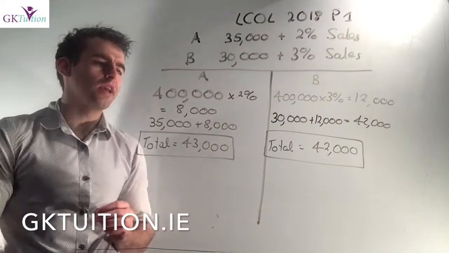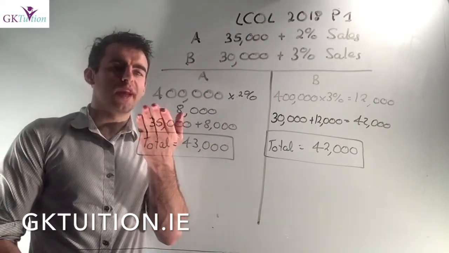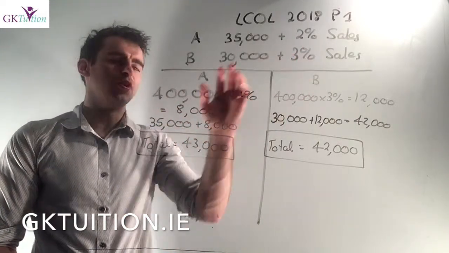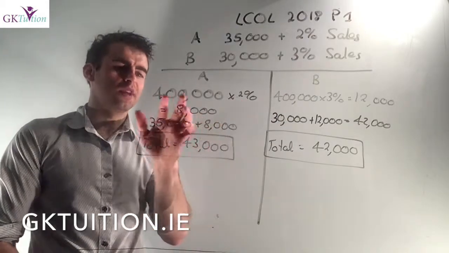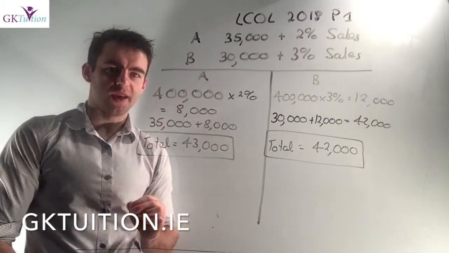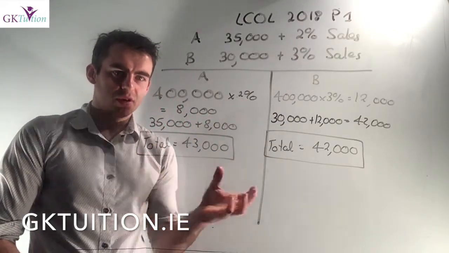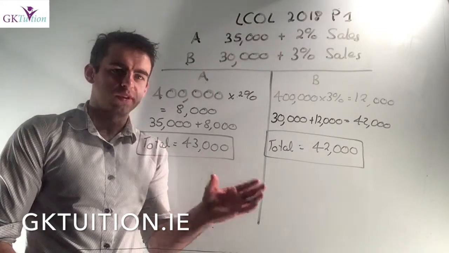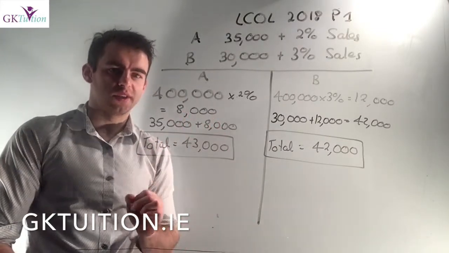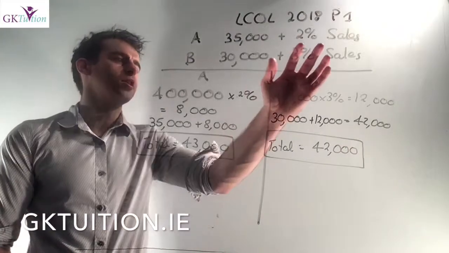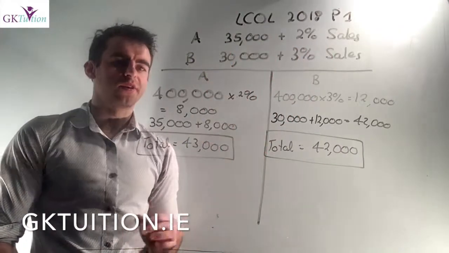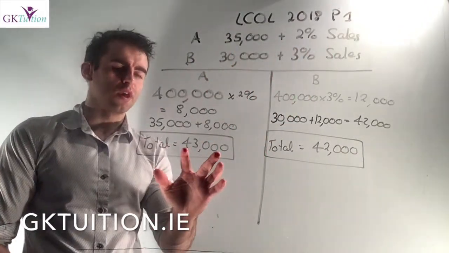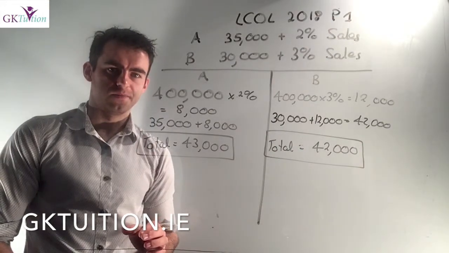So for contract A, if he earns $400,000, we need to get 2% of that. 2% of $400,000 works out as $8,000, which means that if Sean's had $400,000 worth of sales, his commission on contract A would be $8,000. His commission is $8,000 plus his salary at $35,000 means he would earn a total of $43,000.